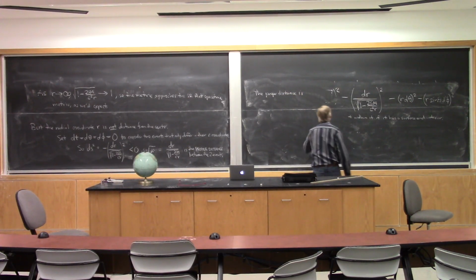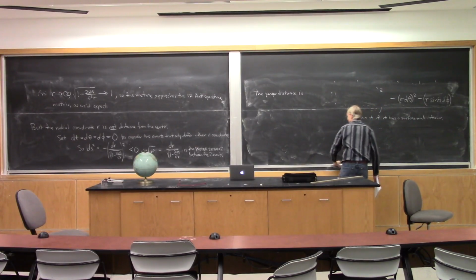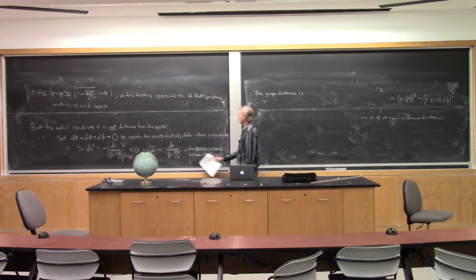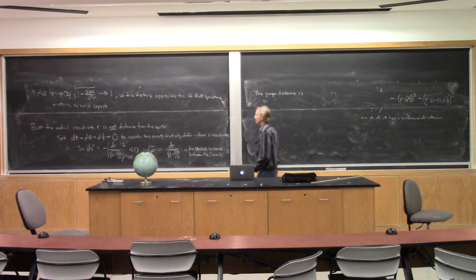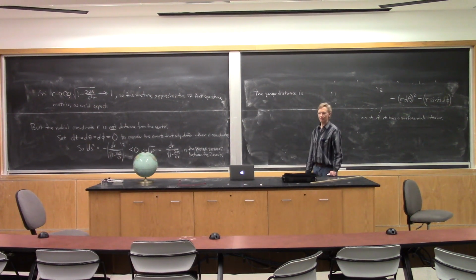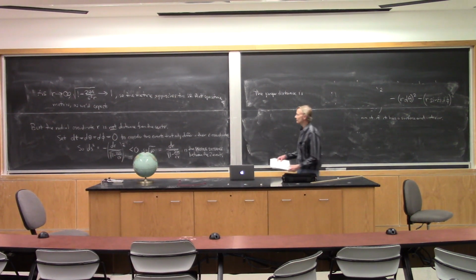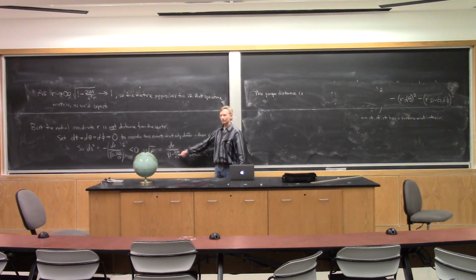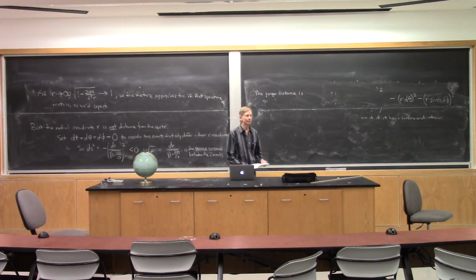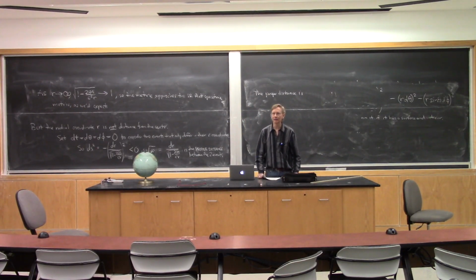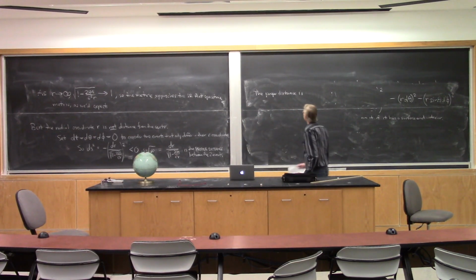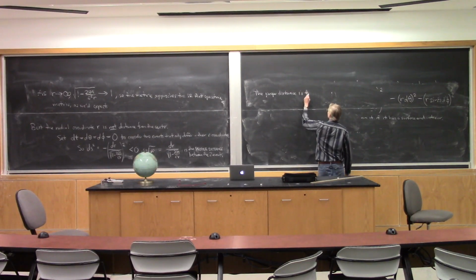So compare that to dr. Is dr divided by the square root of 1 minus 2GM over c squared r bigger than dr or smaller than dr? I'm dividing by something which is smaller than 1. So the proper distance, is it bigger than dr or less than dr? It's bigger than dr. The proper distance is thus larger than dr.